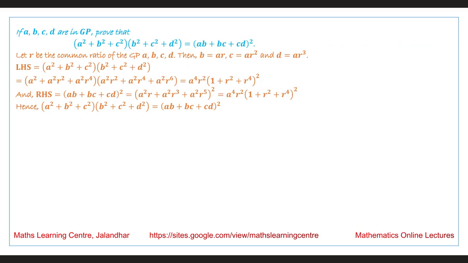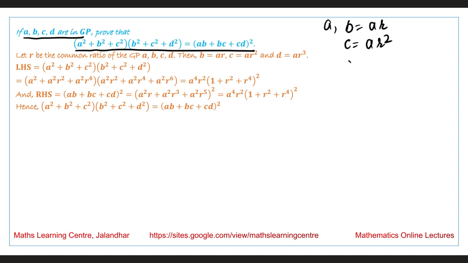Next, if A, B, C, D are in GP, we have to prove this result. So if A, B, C, D are in GP, the first term is A, then B is equal to A into R, if R is the common ratio, then C is equal to A R square, and D is equal to A R cube. These are the terms we are talking about. Now we have to prove this result.